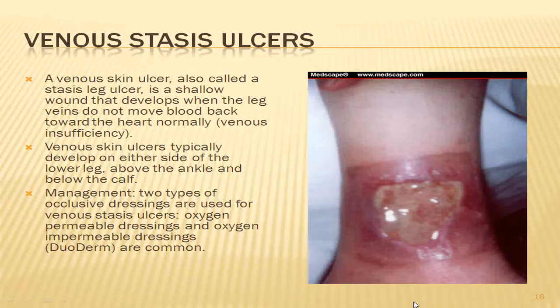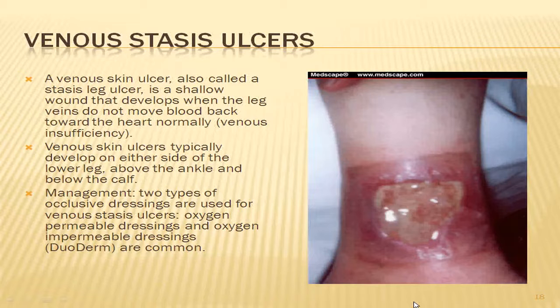And so the venous skin ulcers typically develop on either side of the lower leg, above the ankle or below the calf, and so the two types of occlusive dressings that are used for venous stasis ulcers are oxygen permeable or oxygen impermeable dressings, and the Duoderm is the typical type of dressing.